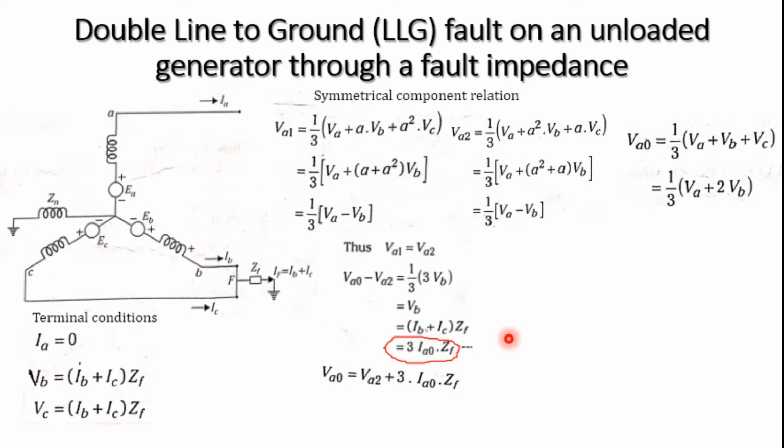Okay, so what is Va0? Substitute this and make a rearrangement: Va0 is equal to Va2 plus 3 times Ia0 and the Zf value. So this is the condition which says that Ia is equal to 0. Hence Ia0 plus Ia1 plus Ia2 is equal to 0. So this suggests that the sequence networks should be connected in parallel, and the fault impedance is there between the negative and the zero sequence, based on that equation.